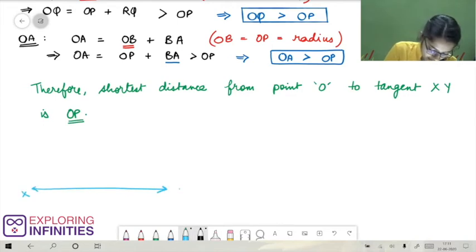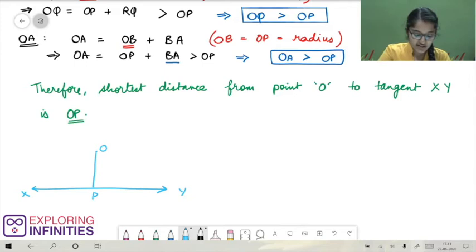Let this be our tangent XY. Let this be point O, and this is radius OP. Now we know that the shortest distance from point O to tangent XY is radius OP. What can we conclude from this? Let us look at an example to understand what conclusions can be drawn from this situation.